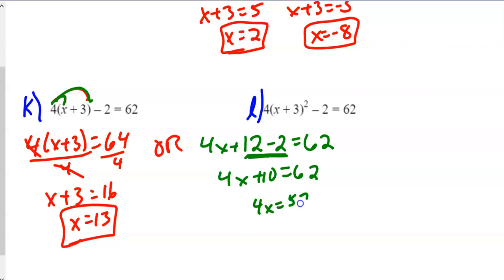So I get that to be 52. And now I divide by 4. And you notice you get the exact same answer. So it doesn't really matter which direction you go with that. But again, just showing you 2 different ways of doing that problem.